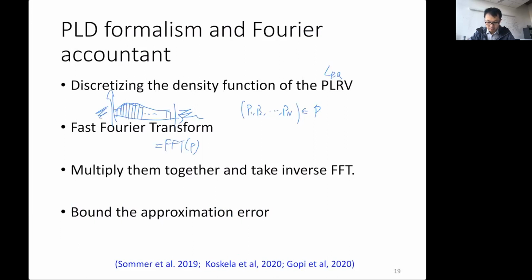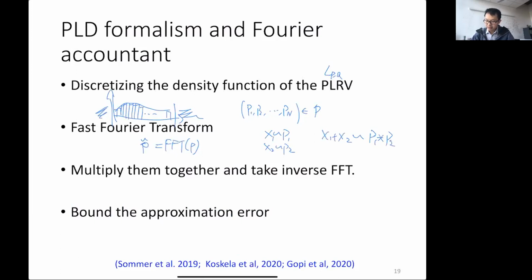Let's call this maybe P2. And once you are in the Fourier domain, you know that the addition of random variables is equivalent to the convolution. So suppose x1 is drawn from P1 and x2 is drawn from P2, then x1 plus x2 is drawn from the convolution of P1 and P2's density function.